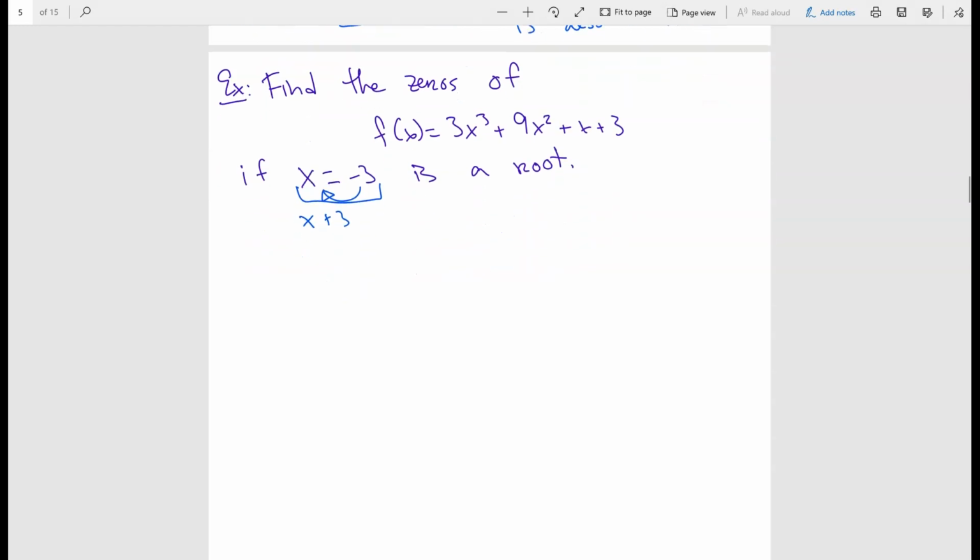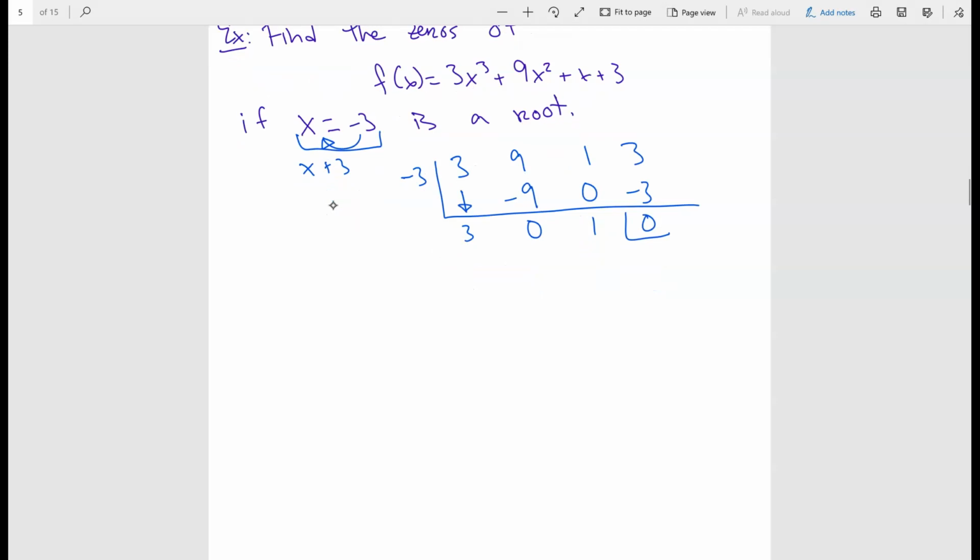Now to find all the other roots, I can just use synthetic division. I'm going to write down a 3, a 9, a 1, and a 3, and then outside, you're going to have a -3. I bring down the 3. You're going to get -9. It's going to give me 0. 0 times -3 gives me another 0. So you get a 1. And then -3. That's going to give me 0.